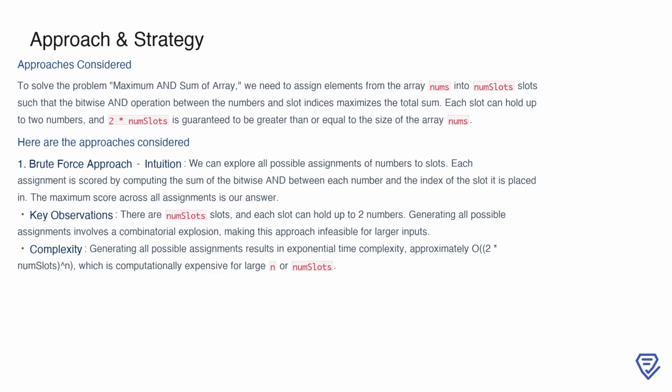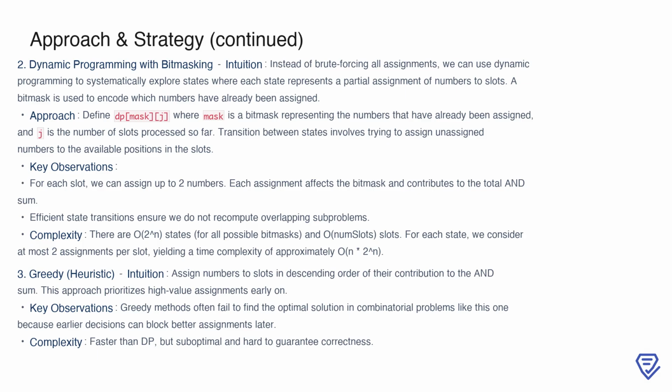Its feasibility is limited to small test cases where we can afford to explore every combination. A more sophisticated approach involves dynamic programming combined with bit masking. The idea here is to systematically explore partial assignments of numbers to slots by defining states that represent which numbers are already assigned. We use a bit mask to encode this information compactly.